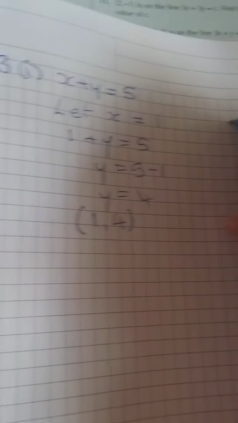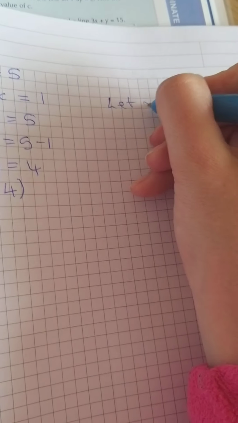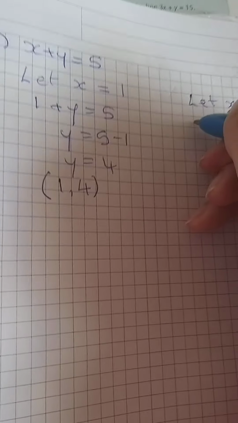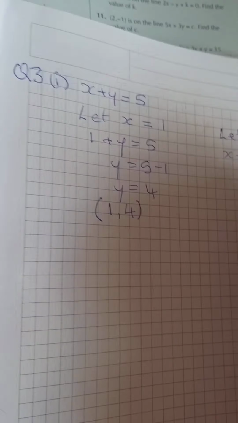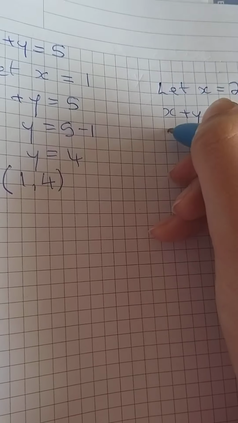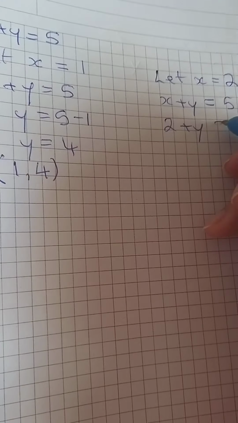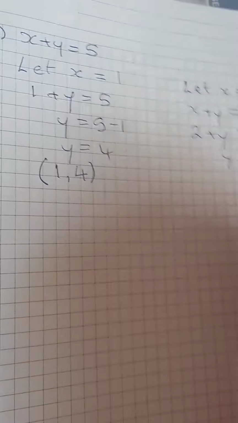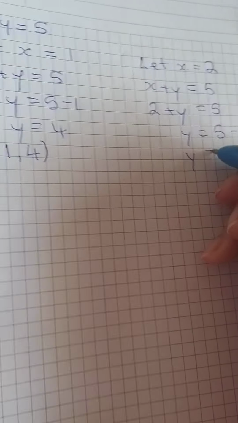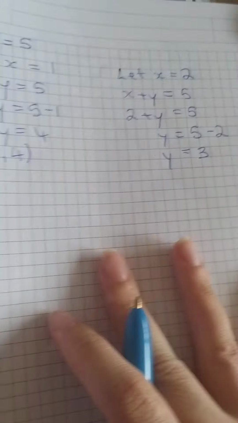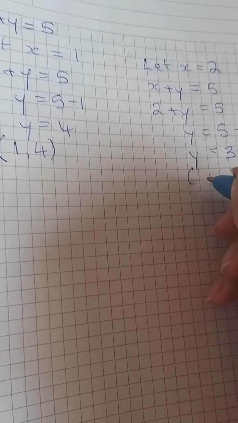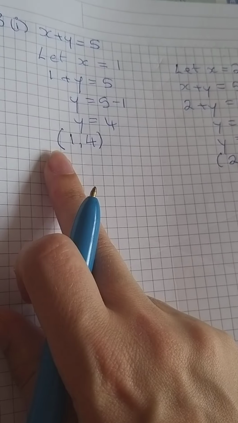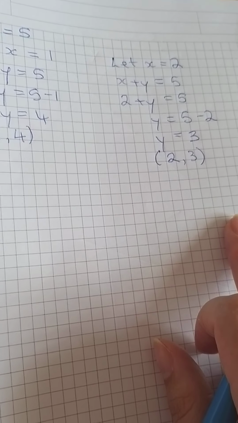Now we'll do let x equal 2. So now we're subbing into our equation. We have x plus y is equal to 5. So 2 plus y is equal to 5. Y is equal to 5 minus 2. Y is equal to 3. So therefore our point is when x is equal to 2, y is equal to 3. So we have 1, 4 and we have 2, 3.